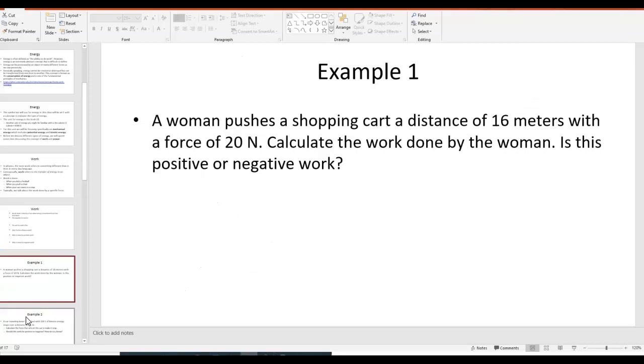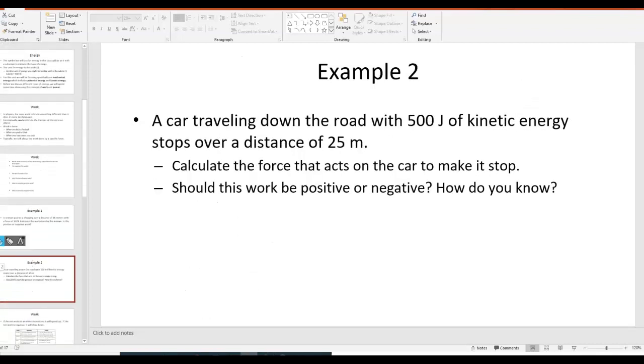Okay, so example 2. It says a car traveling down the road with 500 joules of kinetic energy stops over a distance of 25 meters. Now, we've got an energy, but remember, we haven't even talked about energy yet. This is 500 joules of kinetic energy, but we haven't talked about that yet. We do have a distance, so I'm going to label that D. The first question says calculate the force. So we're looking for force, that's our unknown, that acts on the car to make it stop.